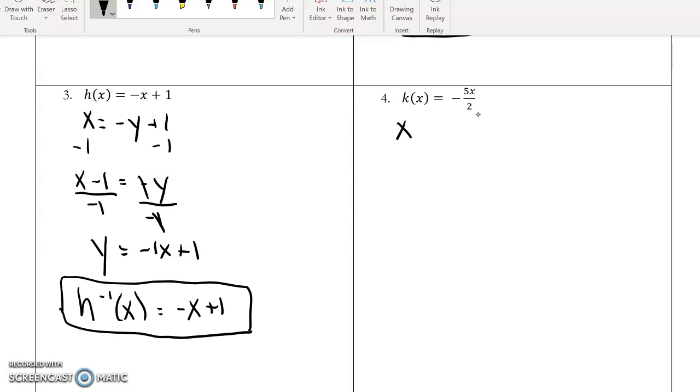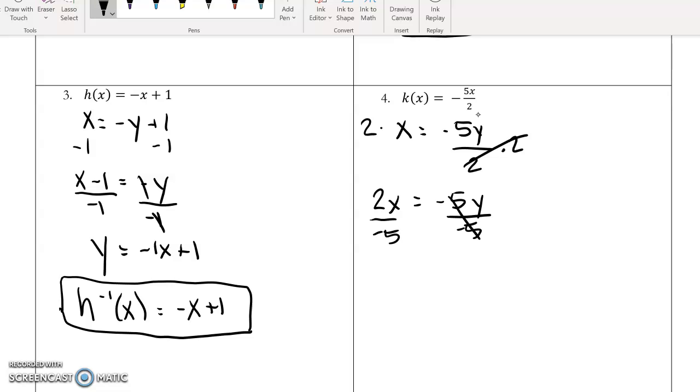All right, and then last one. Start by multiplying by 2. Divide by negative 5. And we get 2x over negative 5 equals y. In function notation, we get something like this.